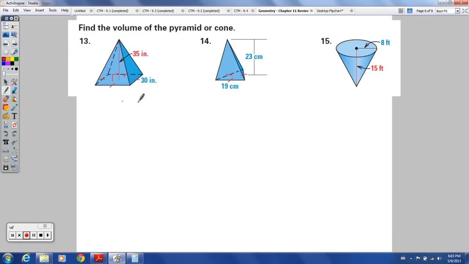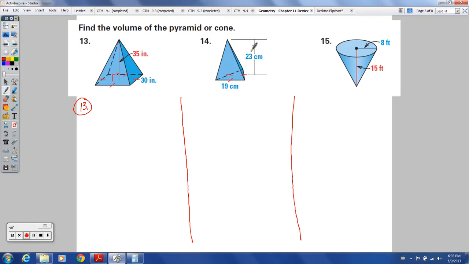Volume of the pyramid or cone now. So gotta know those formulas. Remember, we saw this a couple times. We could take a pyramid and take a prism with the same base area and height, and it would take 3 of the pyramids to fill up the prism.